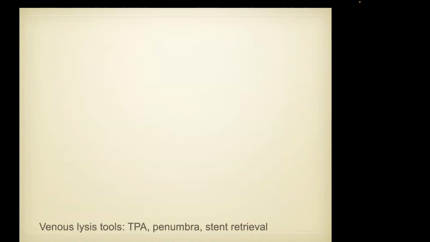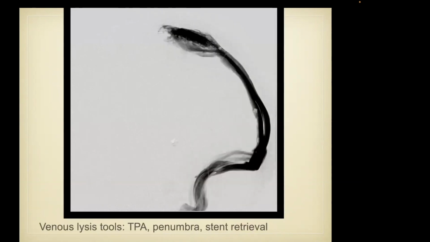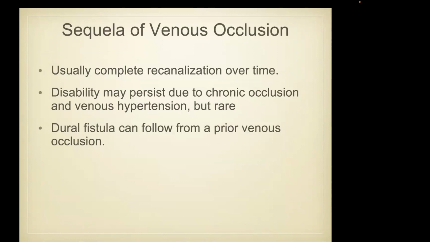The patient was treated with a variety of devices. And this is post-treatment. Again, options are TPA, penumbra, suction catheter, stent retrieval. And this is what the patient looked like after treatment, where they were able to open the torcula, open the superior sagittal sinus. So venous thrombectomy is a procedure that is considered, but not commonly used.